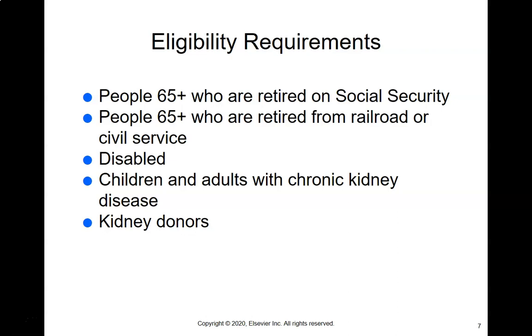A disabled worker of any age, a disabled widow of workers who are fully or currently insured through the federal government, an adult disabled before age 18 years whose parents are eligible for or retired on Social Security benefits, children and adults who have chronic kidney disease requiring dialysis or who have end-stage renal disease, and kidney donors. All expenses related to the kidney transplantation are covered.